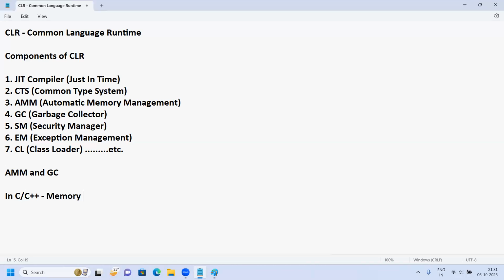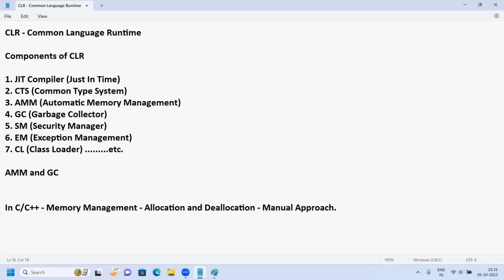memory management towards allocation and deallocation was what? Manual approach. Software was not involved here. Everything the programmer used to do. Programmer's task. Because of that, what problems did we face? We faced all these major issues because of this manual approach. One, I said, leakage of memory. Second, wastage of memory. Then dangling pointers. These were the issues we used to face in C++.